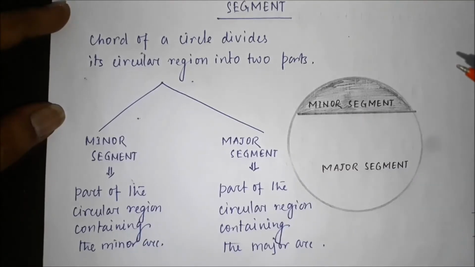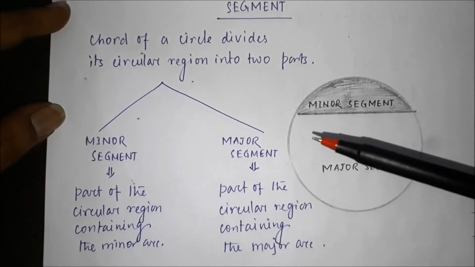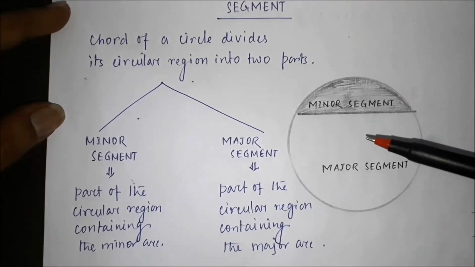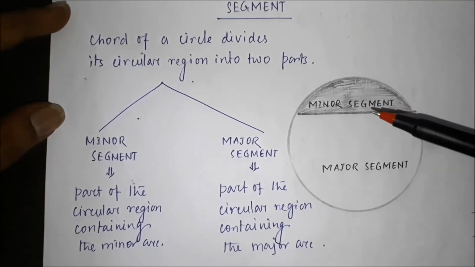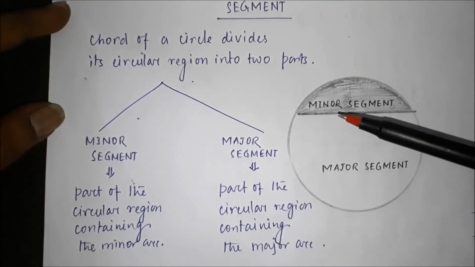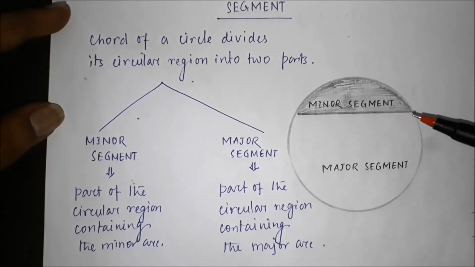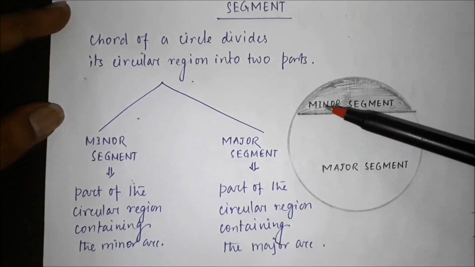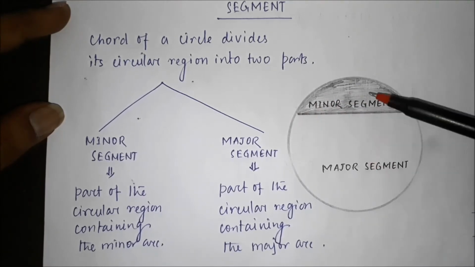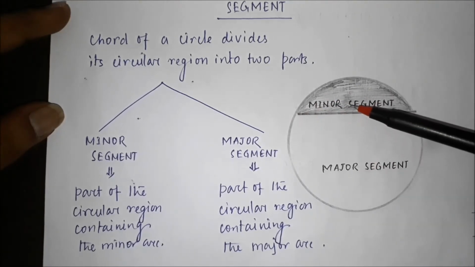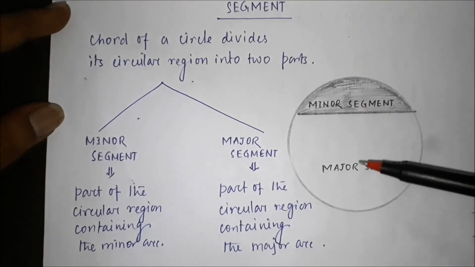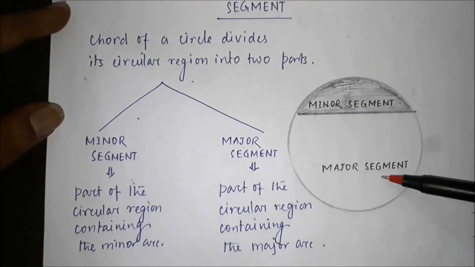In case of a sector, you can remember it is an arc and two bounding radii, but a segment is a circular region divided by a chord. Now this is a chord, so this is the area. Depending upon its area, we divide it into two parts. One is called the minor segment, another is called the major segment.